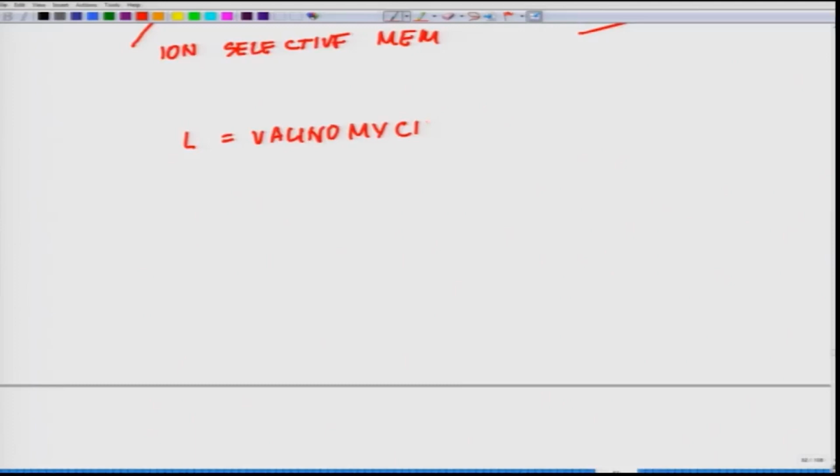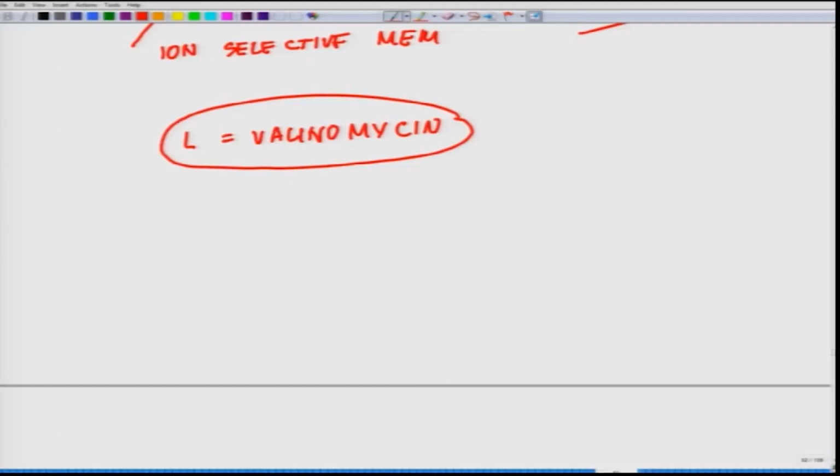Valinomycin. Valinomycin is an ion selective material, an ion selective ionophore. Essentially it is the ligand which is soluble inside the membrane and selectively binds the analyte ion in a potassium ion selective electrode. For example, we could use valinomycin.